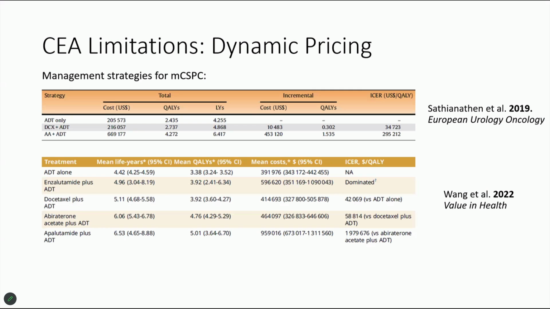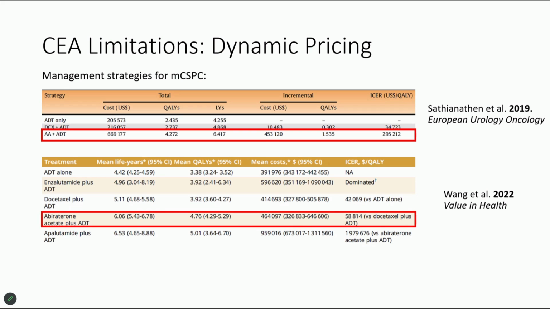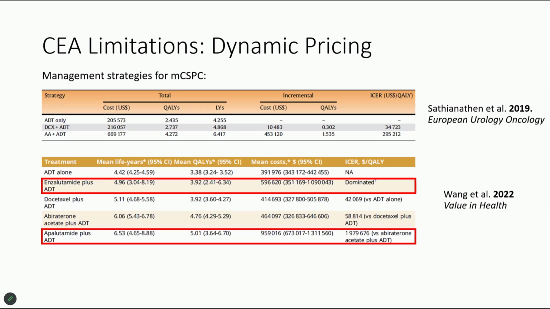As a nice example, the cost effectiveness of management strategies for metastatic castrate-sensitive prostate cancer from 2019 would suggest that abiraterone is not cost effective with an ICER of nearly $300,000. Only 3 years later, in 2022, during which abiraterone came off patent, the ICER declined to near $50,000 per quality adjusted life year, while the second generation androgen receptor blockers have not yet seen this shift.